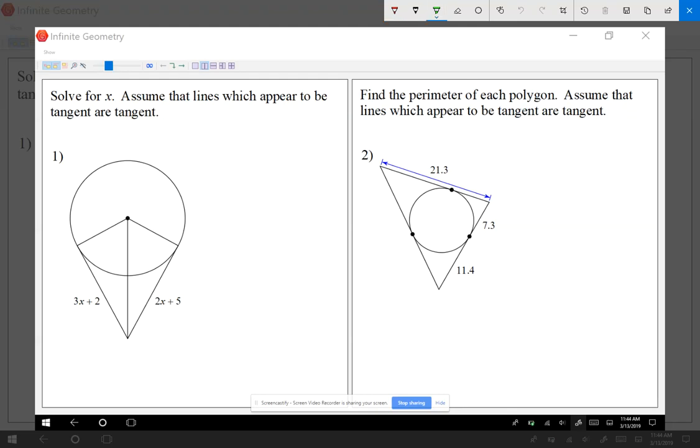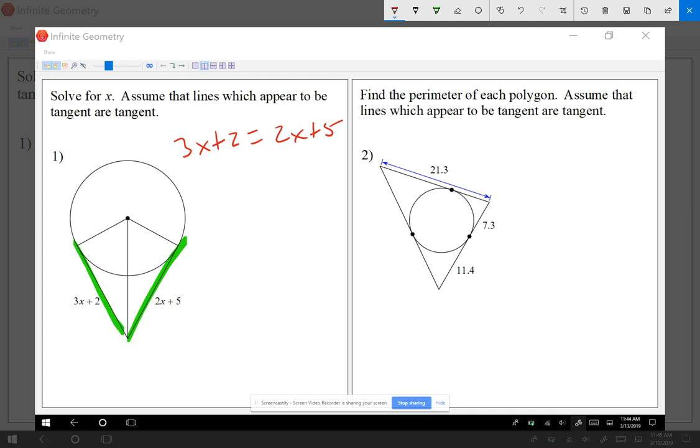So looking at the first question, we're dealing with tangent segments. A tangent segment is a segment that touches the circle only once. There is one tangent segment there. There is another one there. When they happen to meet outside of the circle, which is the case, they equal each other. I'm just going to say 3x plus 2 equals 2x plus 5, and then work it out from there.